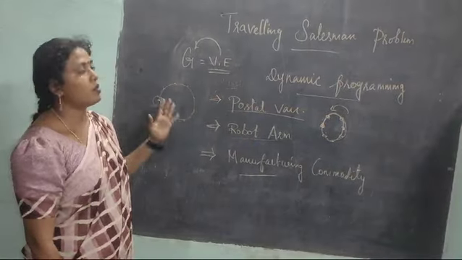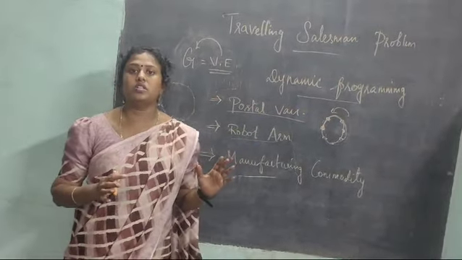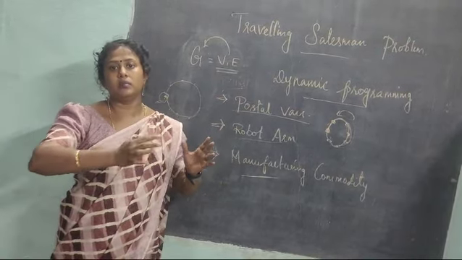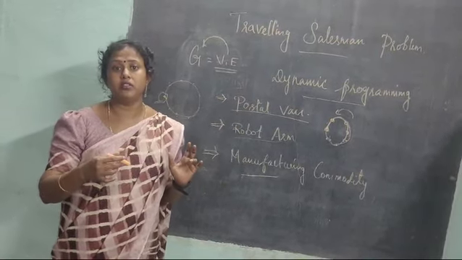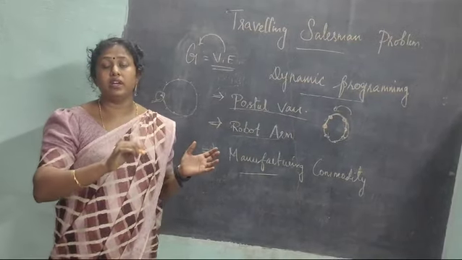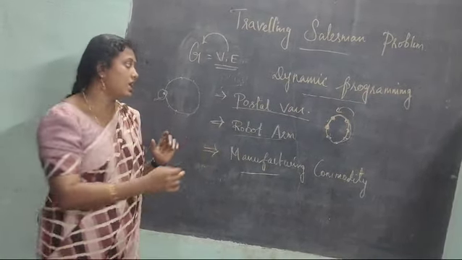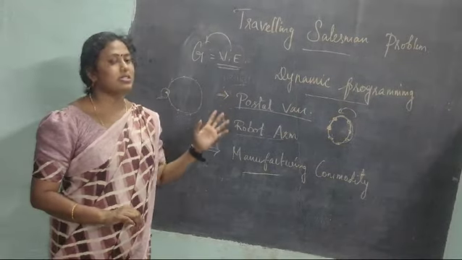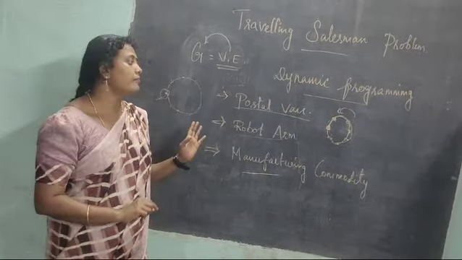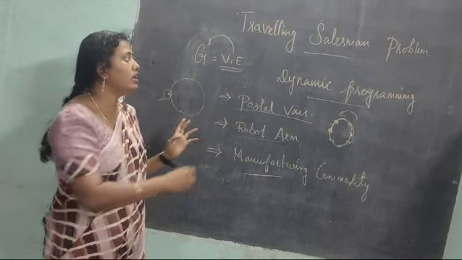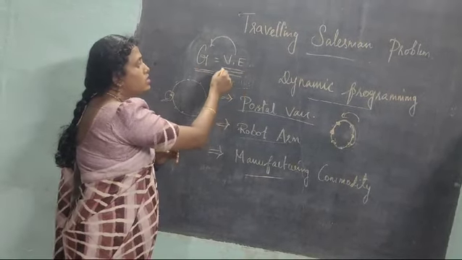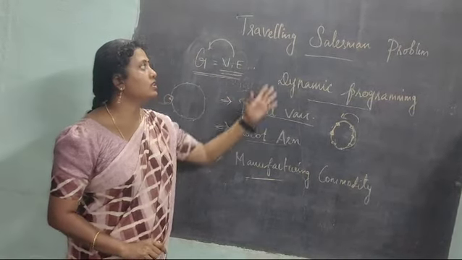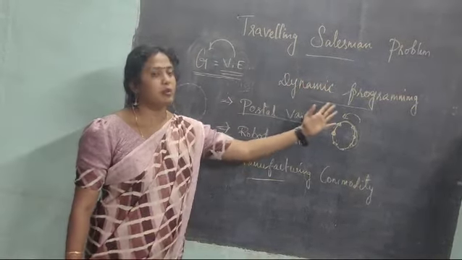So the traveling salesman problem simply means a person starts from one place, moves to another place, finally visits all the places, and finally reaches the same place where he started. That is called the traveling salesman problem, and he creates graphs using vertices and edges. So these portions are covered under the traveling salesman problem in dynamic programming.